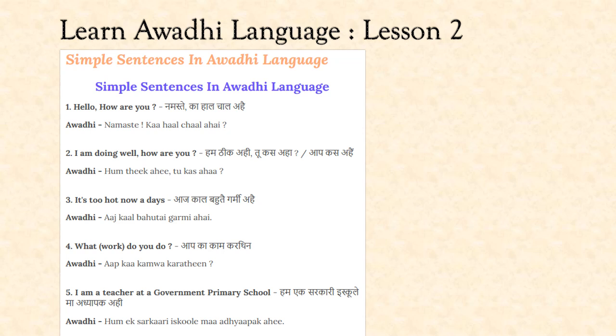The first sentence that we are going to learn is hello, how are you? If you want to ask someone, you can just say नमस्ते का हाल चाल है और नमस्ते का हाल चाल बा. है और बा both can be used in the end.